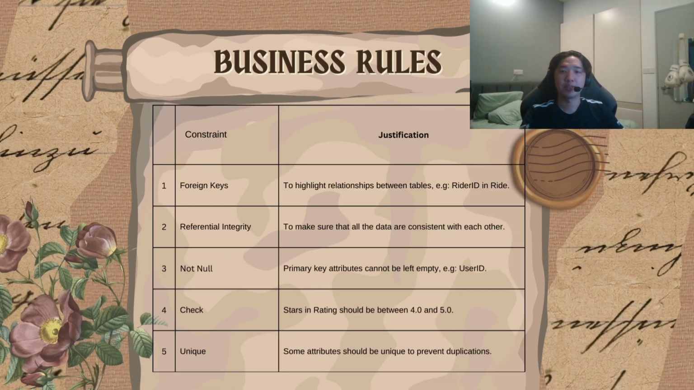Now, onto constraints. Foreign keys. Foreign keys act as a bridge between data. A ride is linked to a rider and a driver using their IDs. Without this, it will lose its structure and become untrackable.